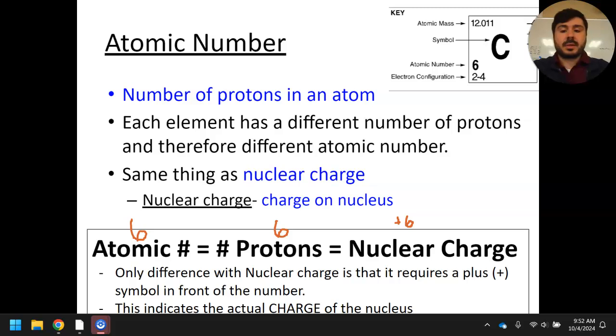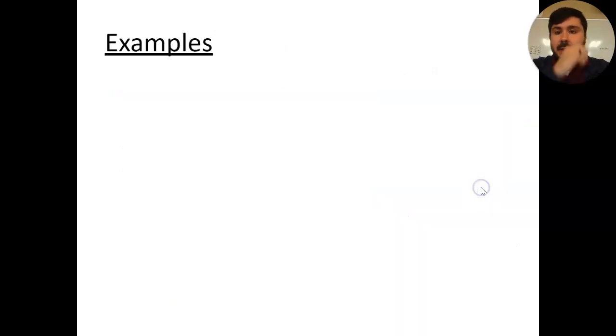So it's really important you make that distinction, because if a question asks you for nuclear charge and you leave off the plus sign here, it's not going to be correct. Okay, so we have to make sure we make that distinction properly.